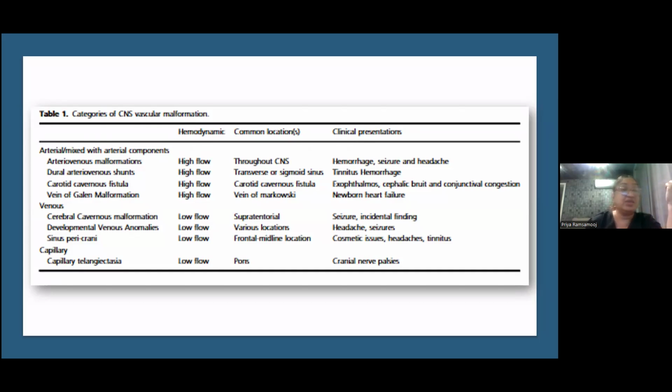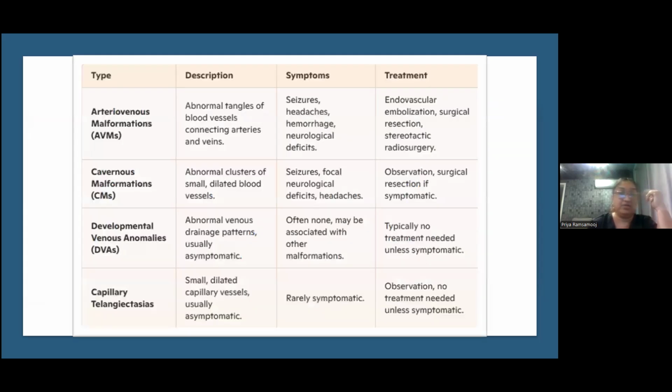And then venous, we spoke about our cavernous malformation. And now these are the low flow ones, as well as our capillary telangiectasias, right? And again, we just went through this: seizures or an incidental finding for our CMs, and of course, capillary telangiectasias. We said it really depends on where it is, etc. You can get some level of cranial nerve palsies.